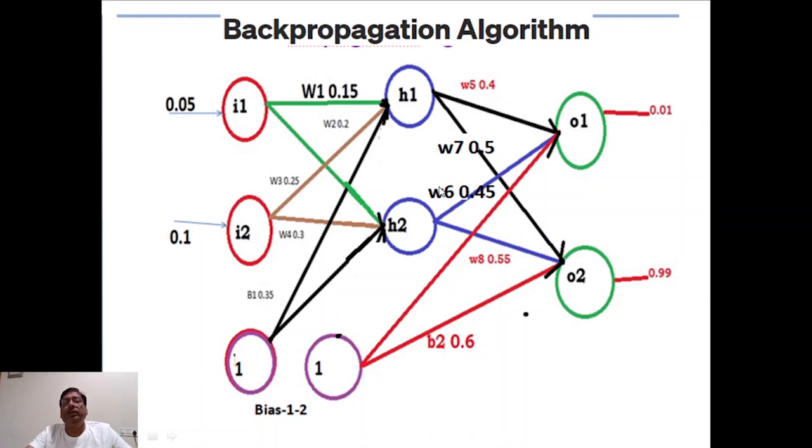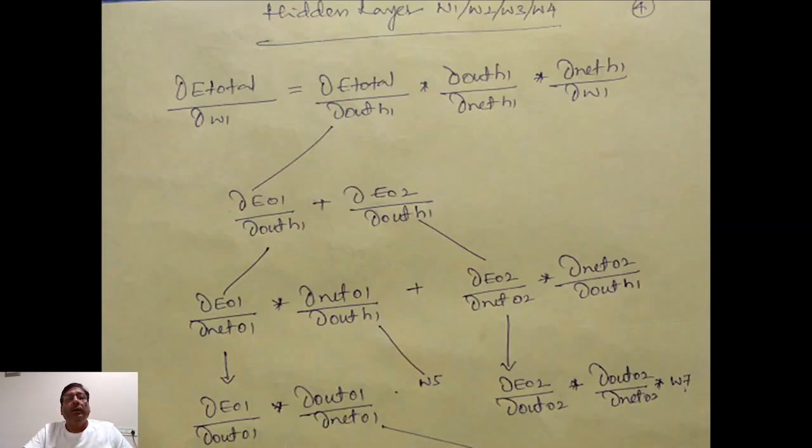So by coming back here, we have calculated the new value for W5. Similarly, you need to do it for W6, similarly for W7, and similarly for W8. Now that we have modified the weights at O1 and O2, we need to go back to the hidden layer and see how we can modify W1, W2, W3, W4 and so on.